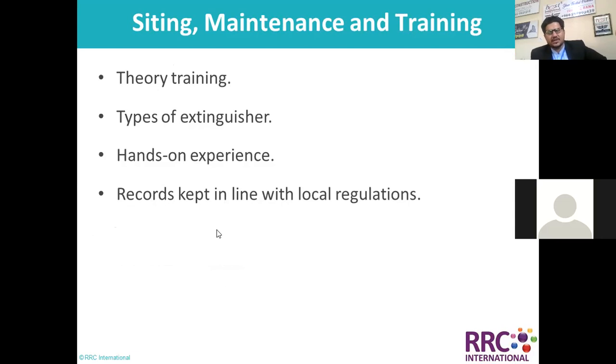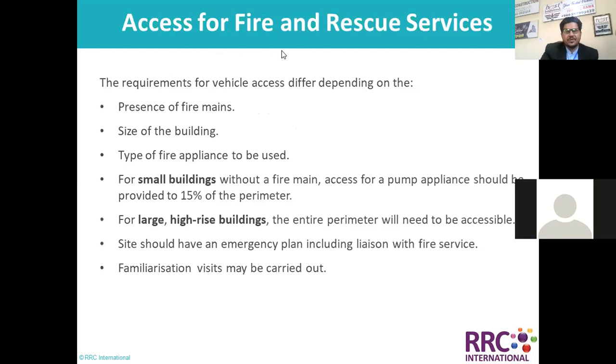There must be some practical training on how to use it, and what the PASS process is: pull the pin, aim at the fire, and then squeeze, that means you have to press the handle, and ultimately sweep. This PASS must be remembered by every employee, and they can follow these four steps while considering the wind speed and the distance from the fire.